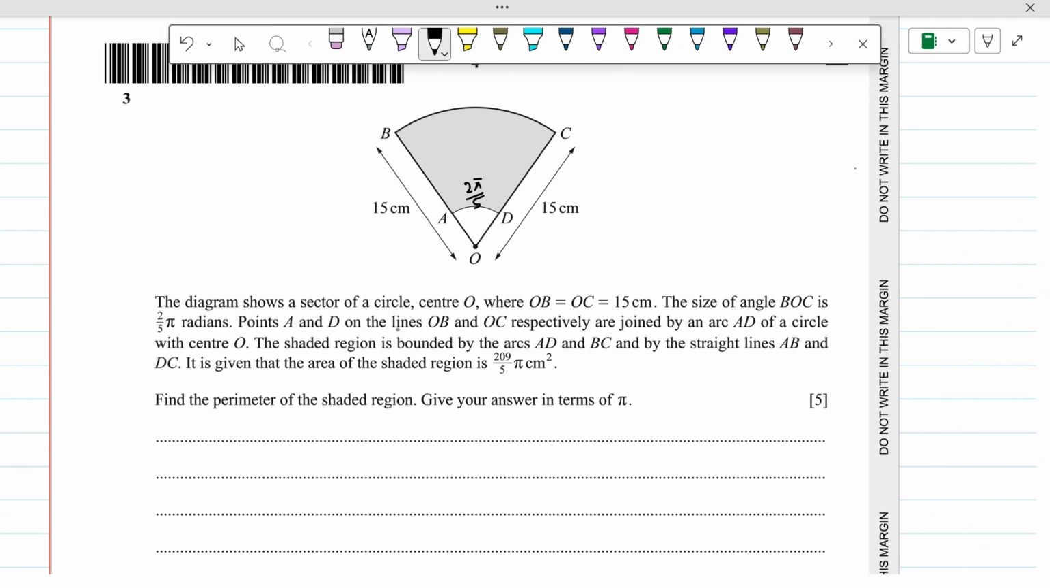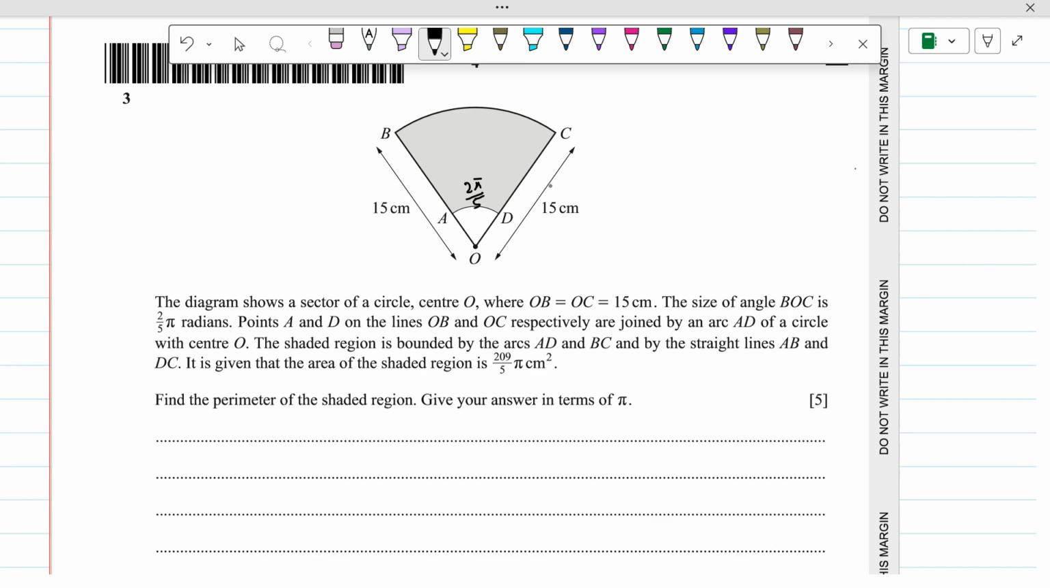Points A and D on the lines OB and OC respectively are joined by the arc AD of a circle with center O. This is the sector of a small circle with center O. So we can say that BC is a part of the large circle and AD is a part of a small circle. The shaded region is bounded by the arcs AD and BC and by the straight lines AB and DC. It is given that the area of the shaded region is 209 pi over 5 centimeter square. Find the perimeter of the shaded region. Give your answer in terms of pi.